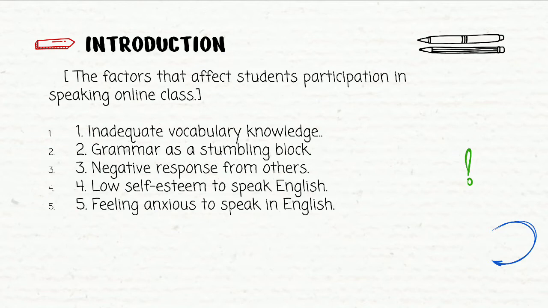Number five is feeling anxious to speak in English. This can be reduced by practicing speaking in front of a mirror to get used to it, and by mastering our speaking skills so that we are also more confident in what we will talk about.